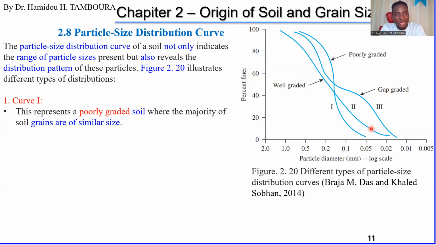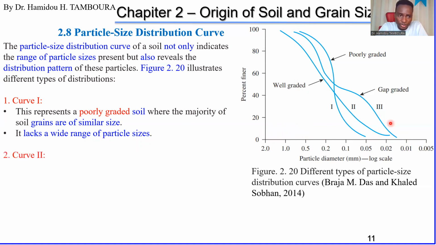Okay, not graded. Poorly graded soil. It's like grade 1, grade 2. Okay, poorly graded soil, and this soil lacks a wide range of particle sizes. For example, if you take all this range of soil, this diameter is not included in this soil, and also all this range of soil is not included in this soil. That's curve number 1.